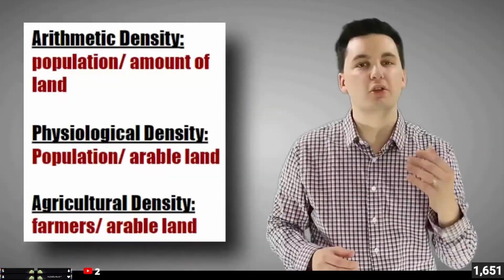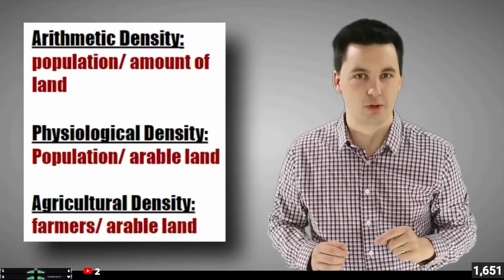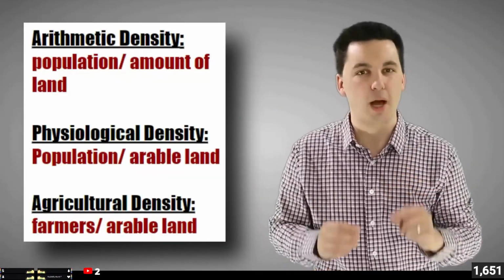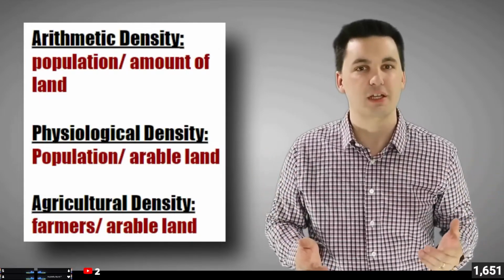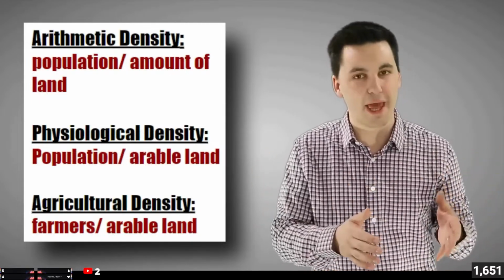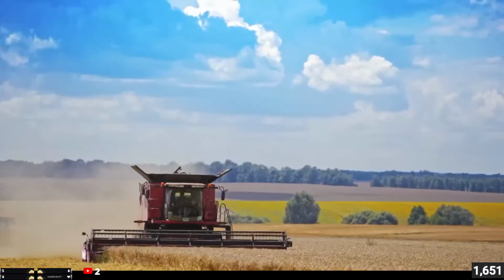Another concept that comes up when we're talking about distribution is population density. And remember, we have a couple different densities. We can look at our arithmetic density, which looks at the total amount of people divided by our total amount of land. We also have our physiological density, which looks at the total population divided by the arable land, showing how many people we're going to have to feed. And lastly, we have our agricultural density, which shows us how many farmers we have divided by our total amount of arable land. This lets us know how efficient we are and how much food we are producing per farmer.